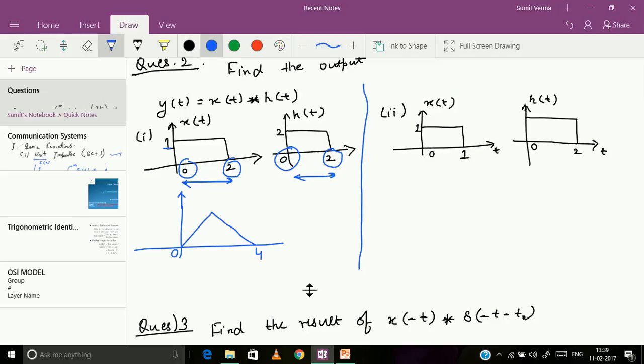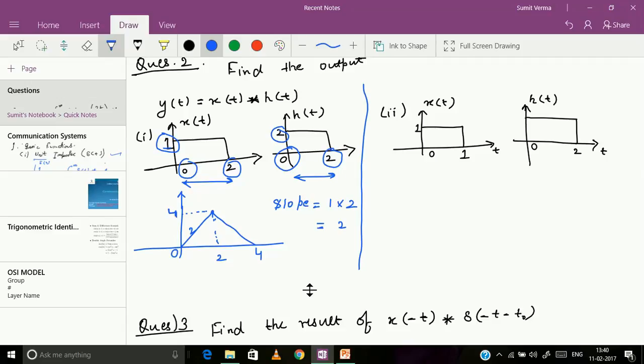Now, the value part. You see the amplitudes of these signals are 1 and 2. How can I find this value? The slope of this triangular pulse would be the product of the amplitudes of the two rectangular pulses. So the slope becomes 2. The central value would be 4, because if the slope of this line is 2, then the value here is 4. If you do delta y by delta x, 4 by 2, you get the slope 2. This is how I find the amplitude of this triangular pulse. So this is a shortcut, friends.